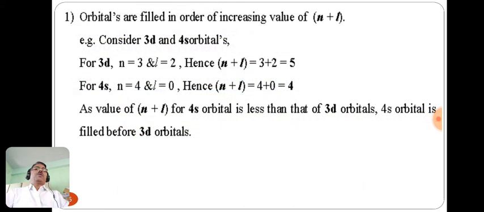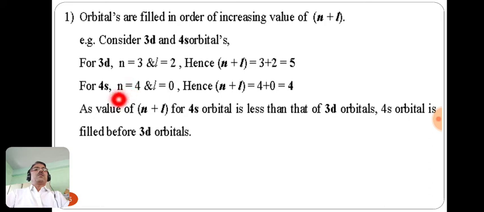Now let us see some examples. First example: orbitals are filled in the order of increasing value of n plus L. For example, suppose we have 3d and 4s orbitals. Which orbital is filled up first? We have to follow the n plus L rule. According to it, the 3d orbital has n equals 3 and L equals 2, so n plus L equals 5.